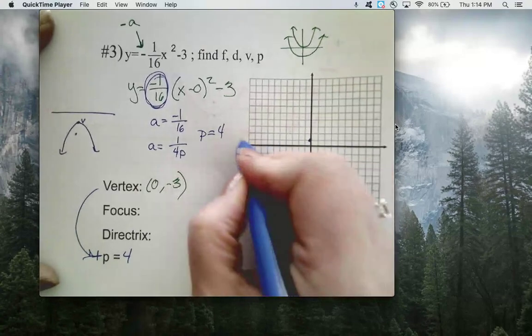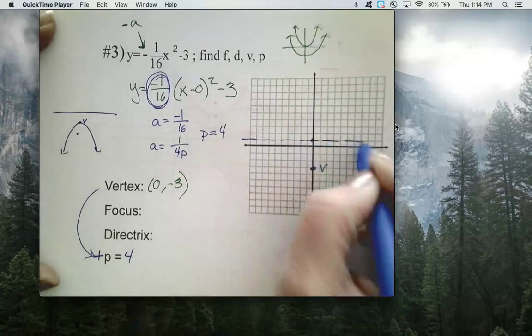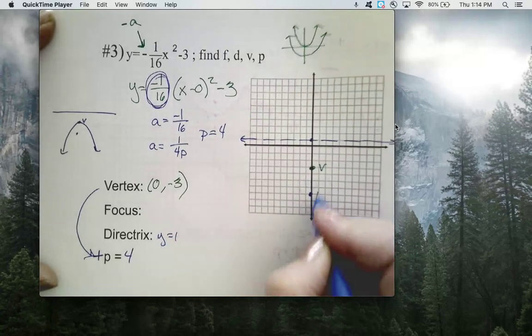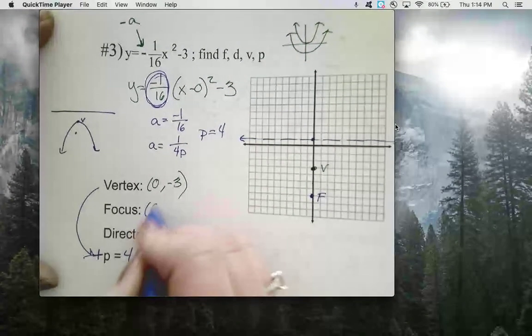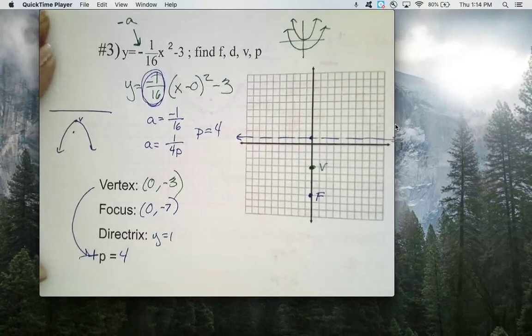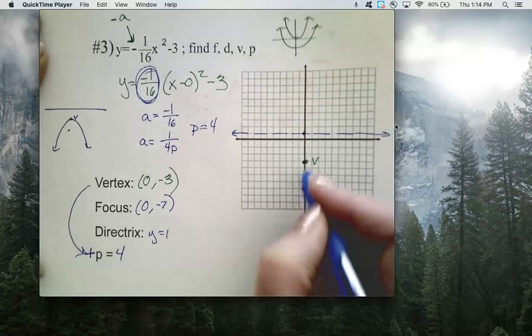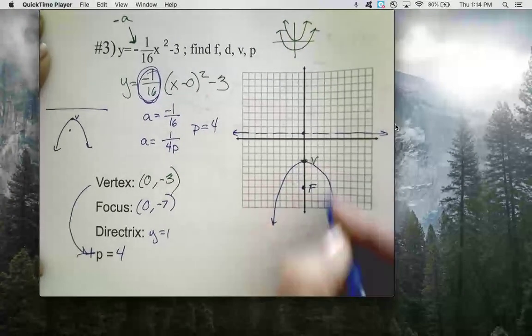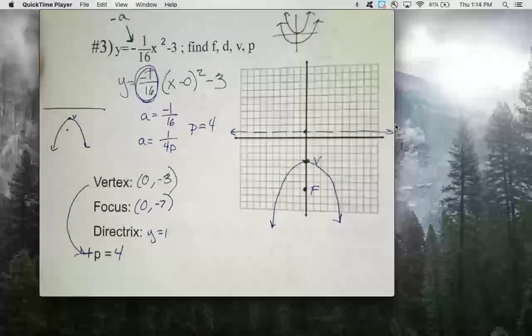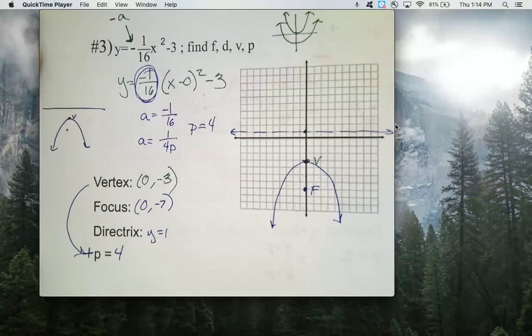So now I can draw that directrix at y equals 1. And that means this point down here is my focal point, which would be 0, negative 7. Questions on that? Please make sure that you're always drawing a sketch of a parabola, just a sketch. But as long as you have your directrix, your vertex, and your focal point. All right, let's go down and try another one.